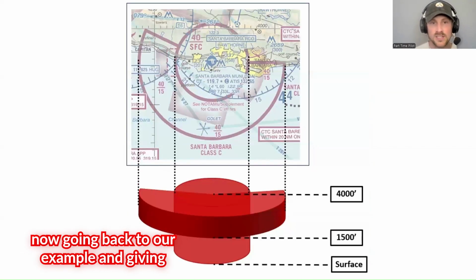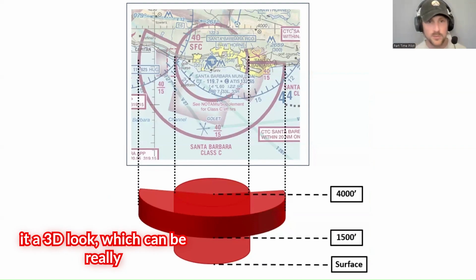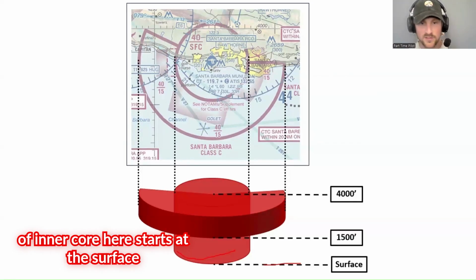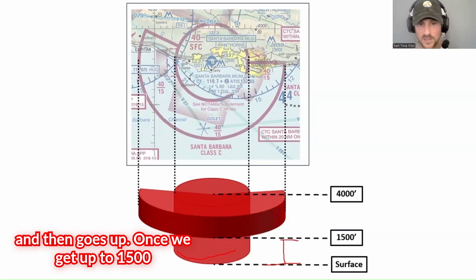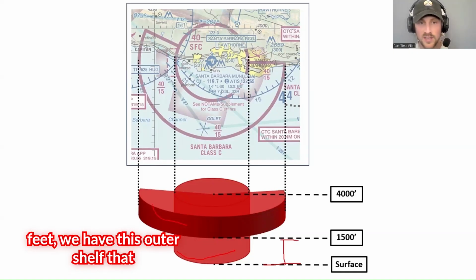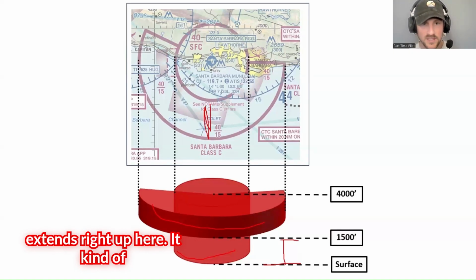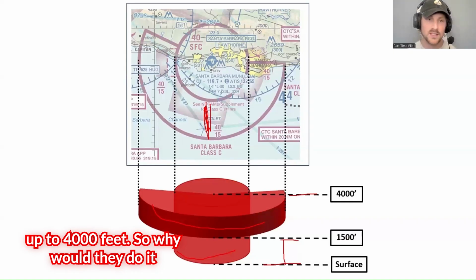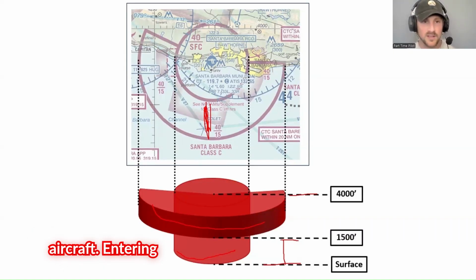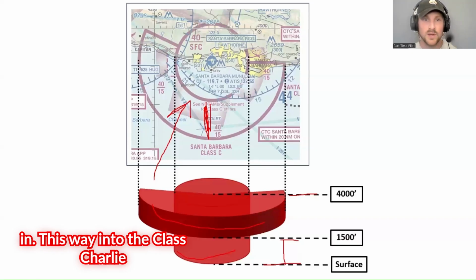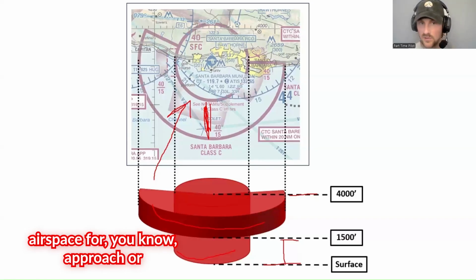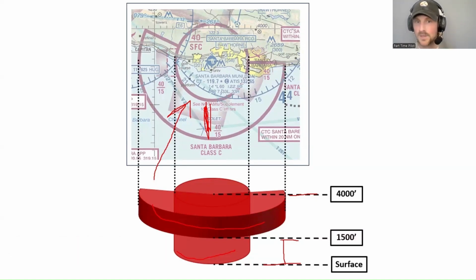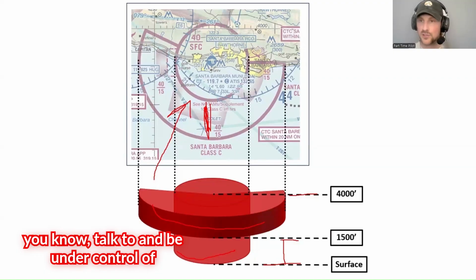All right, so now going back to our example and giving it a 3D look, which can be really helpful. Again, you see this inner core here starts at the surface and then goes up. Once we get up to 1,500 feet, we have this outer shelf that extends outward up to 4,000 feet. So why would they do it like this? Well, there are probably aircraft entering this way into the Class Charlie airspace for approach or descents that they want to talk to and be in control of.